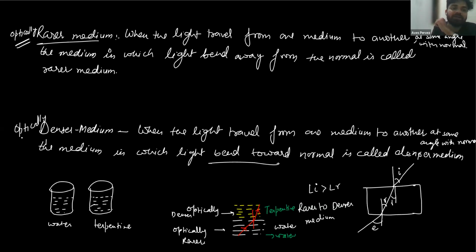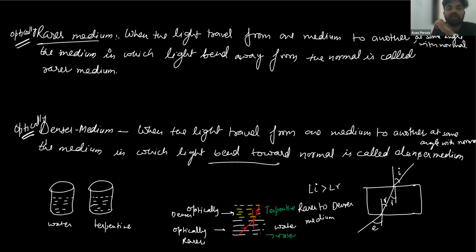Denser by mass, or density by mass. Or mass density. It does not mean that if an object is denser, it is optically denser also. So here the word we need to use is optically denser and optically rarer.